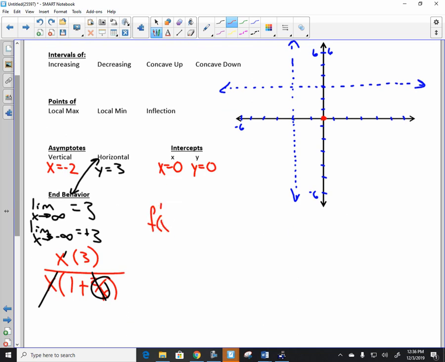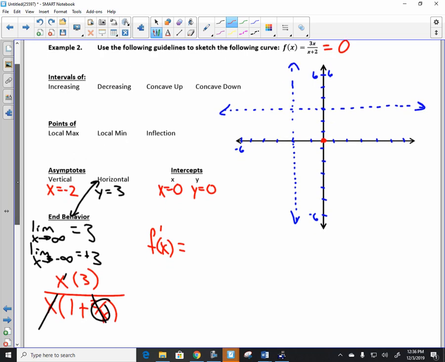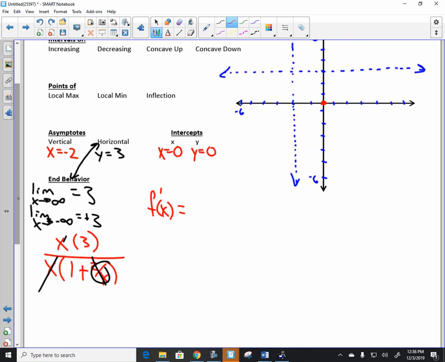How do I find f prime of x? What do I have to do? Quotient rule. What's the derivative at the top? Times x plus 2 minus 1 times 3x, all over x plus 2 squared. And what I get is 3x minus 3x, or just positive 6 over x plus 2 squared.